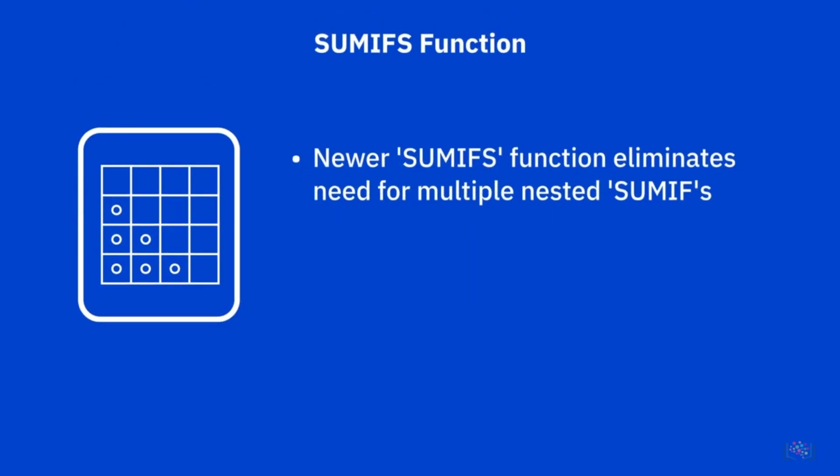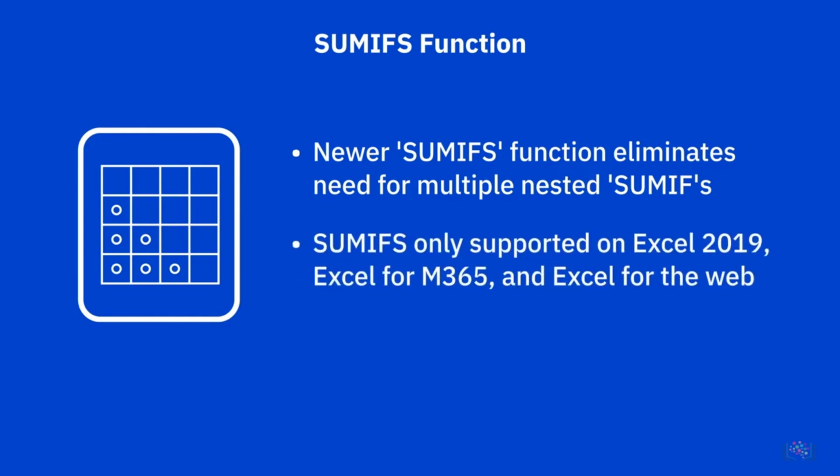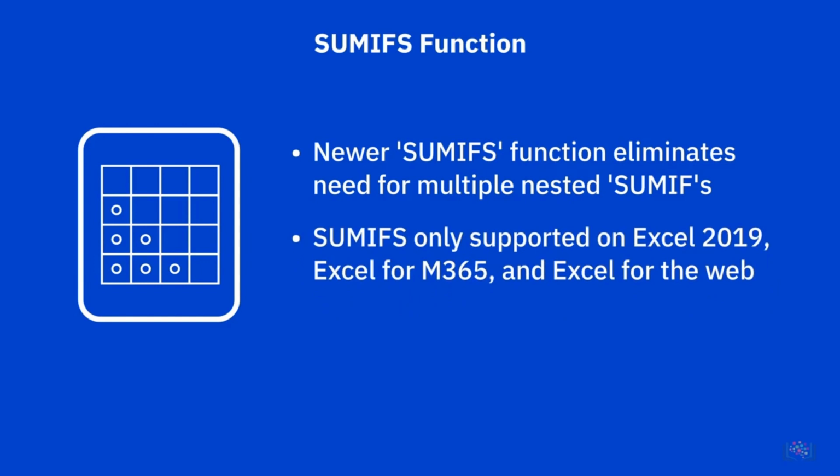There is also a newer function called SUMIFS that you can use to sum cells based on multiple criteria. This removes the need to use multiple SUMIF functions in a long and complex single formula. The SUMIFS function is only supported on Excel 2019, Excel for Microsoft 365, and Excel for the web.